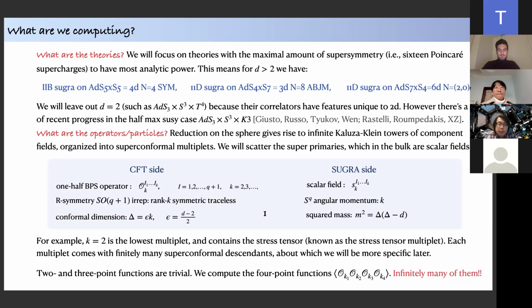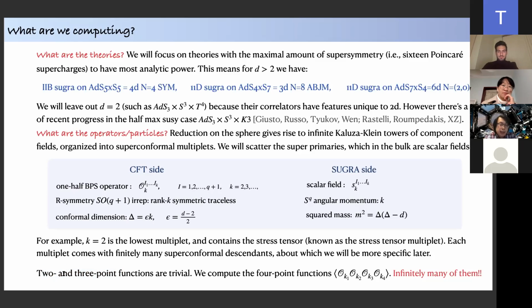So there are infinitely many of these multiplets, but the one we are most familiar with is the k equals 2 multiplet. That is the stress tensor multiplet. And of course, each multiplet contains finitely many superconformal descendants, but I'm not going to be very explicit about them at this point. So we are looking at the correlation functions of these half BPS operators.